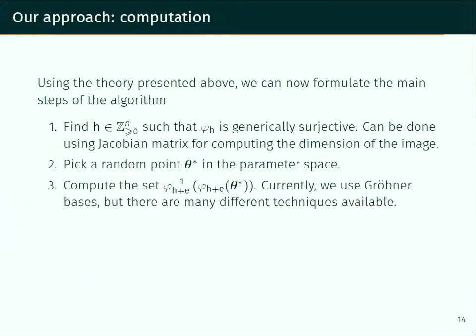So first I can find such h. It's not hard. It's also some Jacobian business. Then I pick a random point in the parameter space and compute the pre-image. So there are two things: random point and computation of pre-image. For computation of pre-image, you can do any polynomial algebra you want.